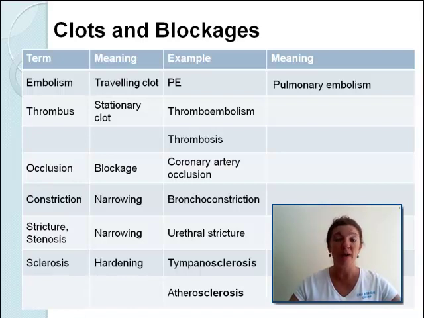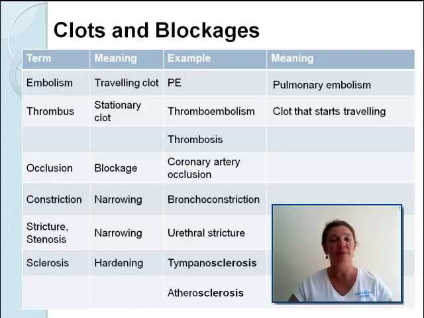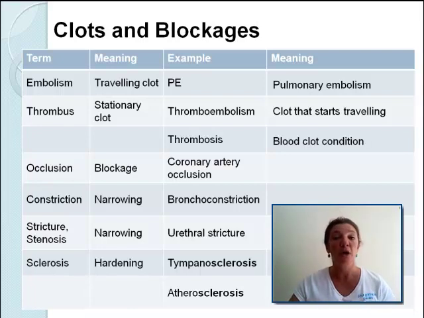Thromboembolism, we can break it down. Thrombo, break, embolism. So that would be a stationary clot that then starts travelling. A thrombosis, osis is our condition, thromb is the blood clot, so I have a blood clot condition or a condition of having a blood clot. Occlusion means blockage. I could have coronary artery occlusion. Coronary relates to the heart arteries, so I'd have a blocked heart artery.